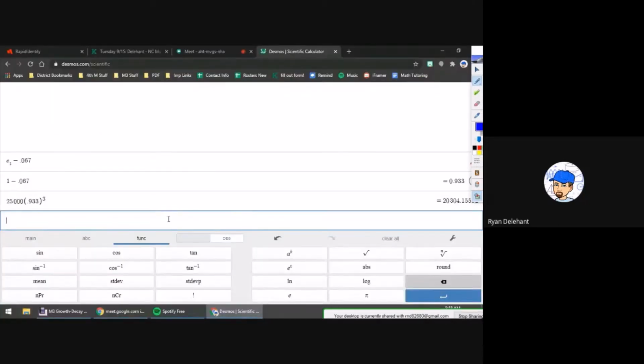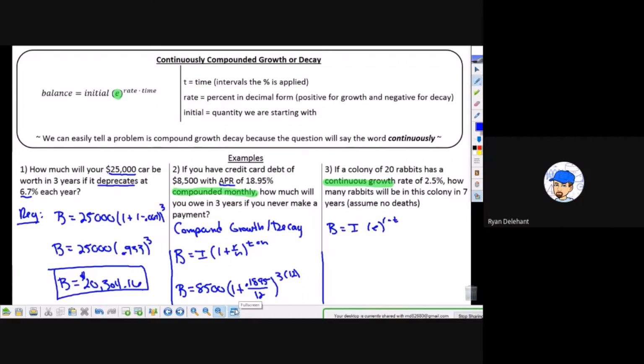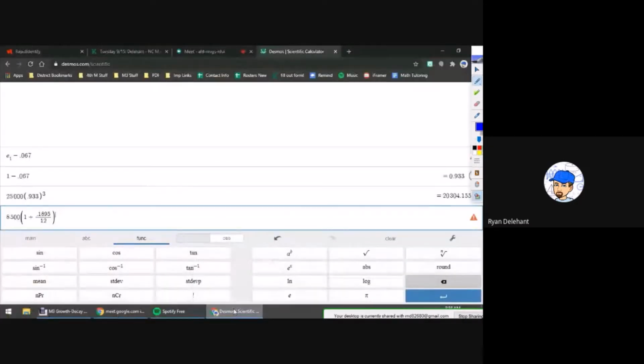So we had 8,500, 1 plus 0.1895 divided by 12. The power of, was it 3? Yep, 3 times 12. To the power of 3 times 12. And notice what just happened on the screen. I don't want that 12 to multiply. I want that 12 to be in the exponent. You got to be really careful to make sure it matches up to everything that you had.